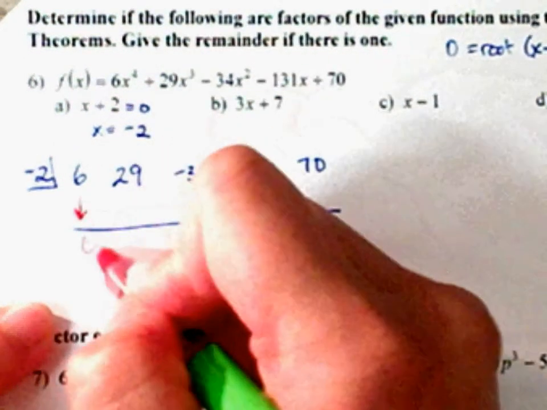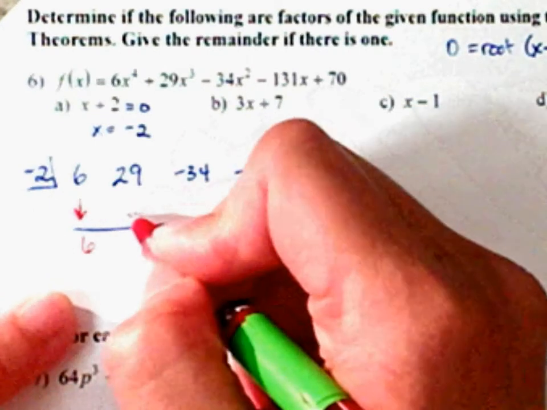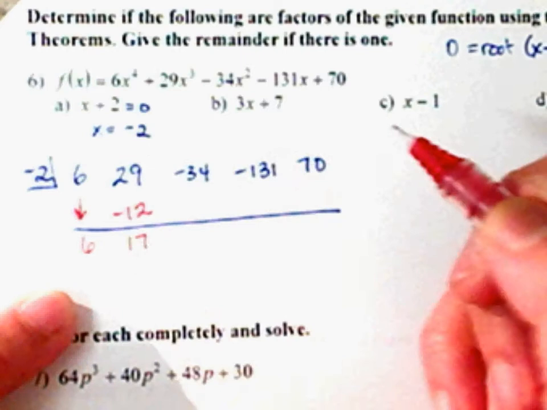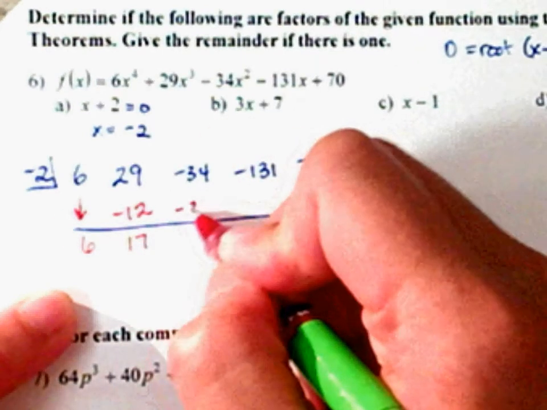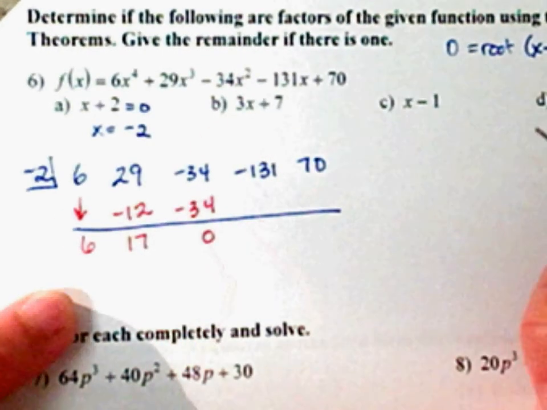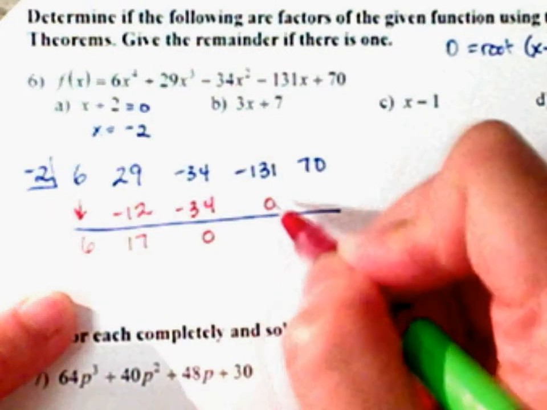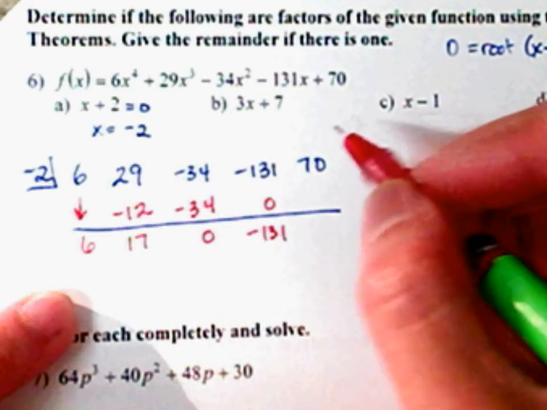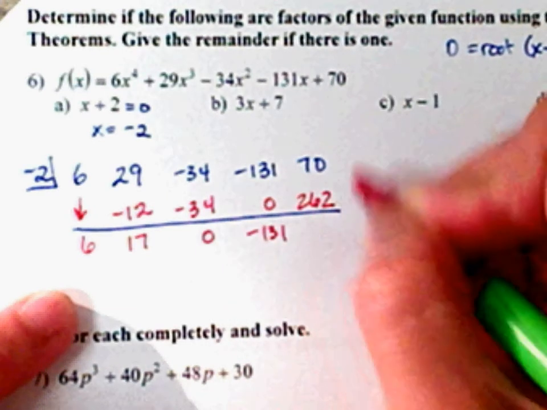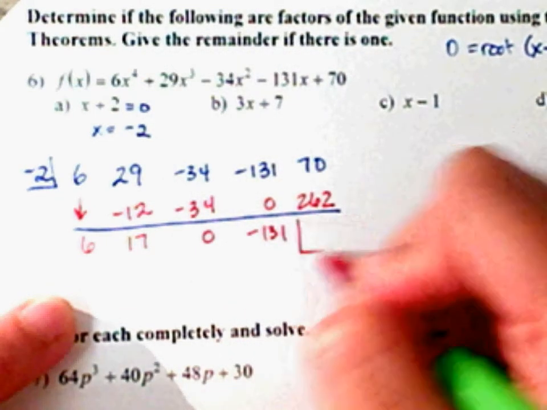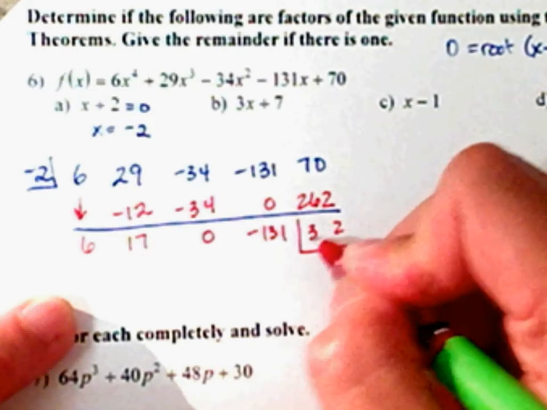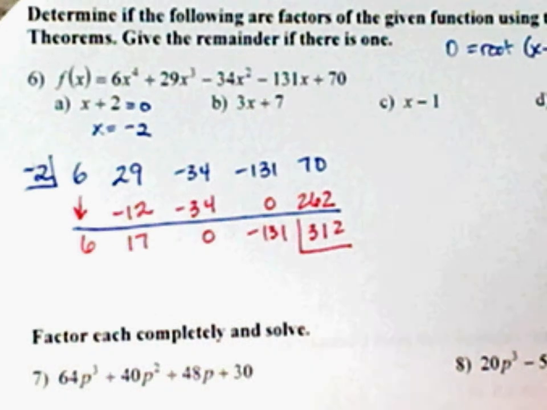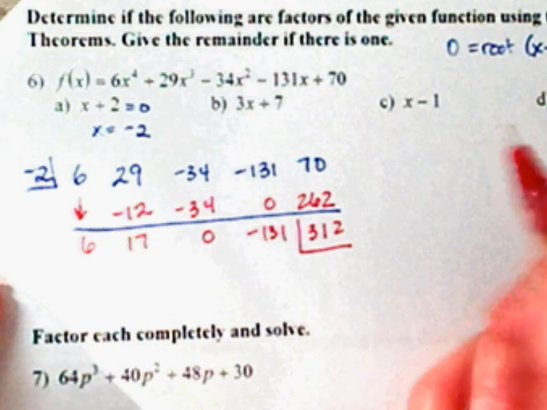Bring down your 6. 6 times -2 is -12. Add, that gives you 17. 17 times -2 is -34, gives you 0. 0 times -2 is 0, that gives you -131. -131 times -2 is 262, positive. And this one has a remainder of 312. So this is not a factor, okay? So the remainder is 312.